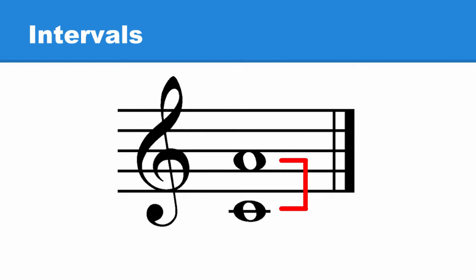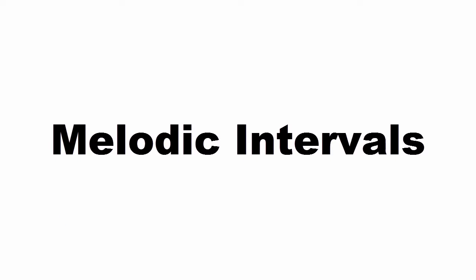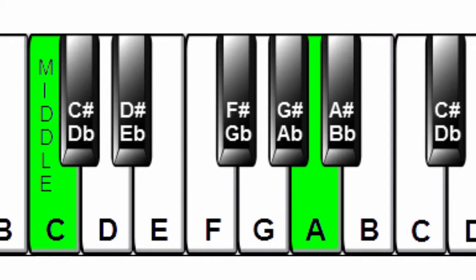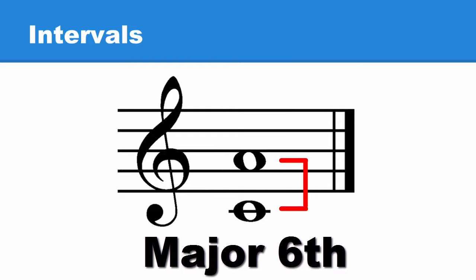Intervals are the distance between two notes. Intervals played separately are called melodic intervals. Intervals played together are called harmonic intervals. The name of the interval comes from the distance between the lowest note and the highest note. Example, C to A is a major sixth.